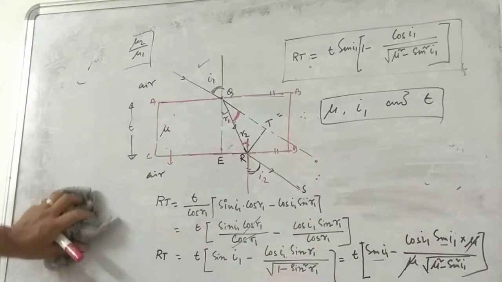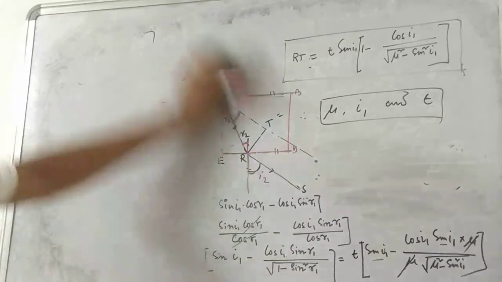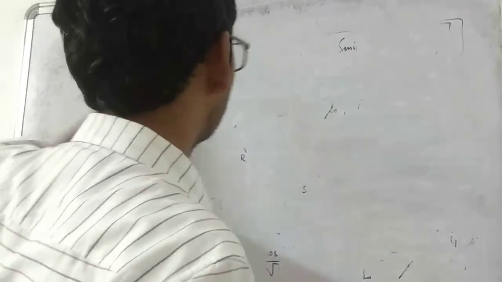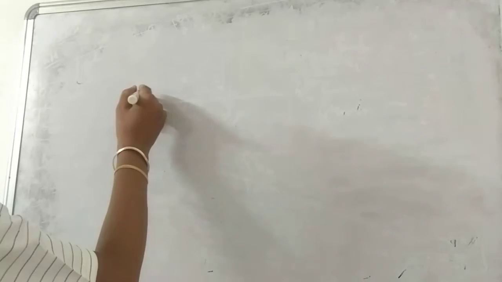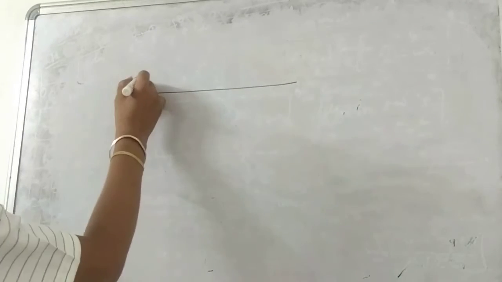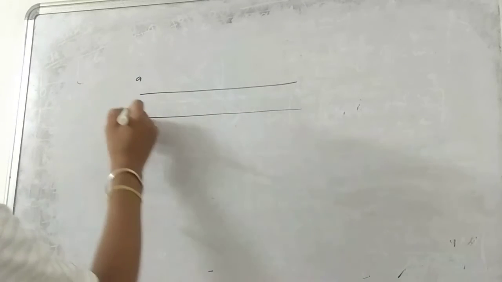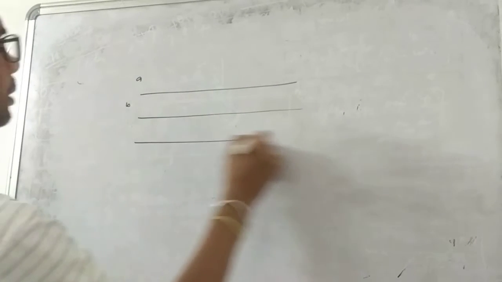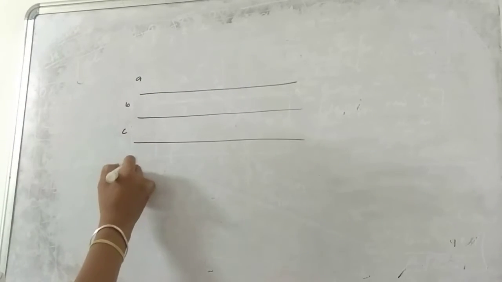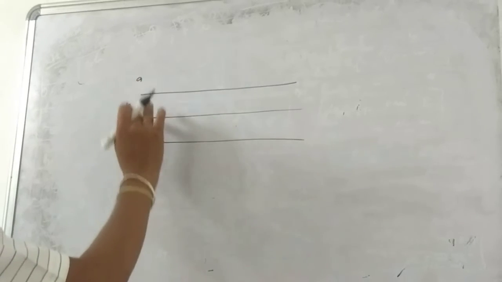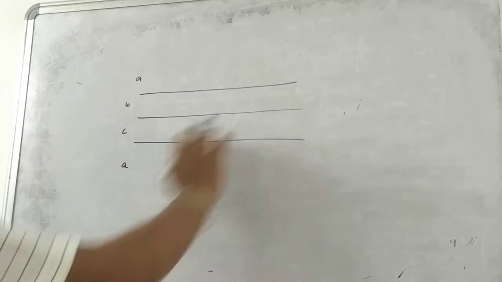Now I'm going to use Snell's law. We will now prove this using Snell's law. For that, we need three media. This is medium A, this is medium B, this is medium C, and this is again medium A. So 1, 2, 3, 4, where the first medium and last medium are same.